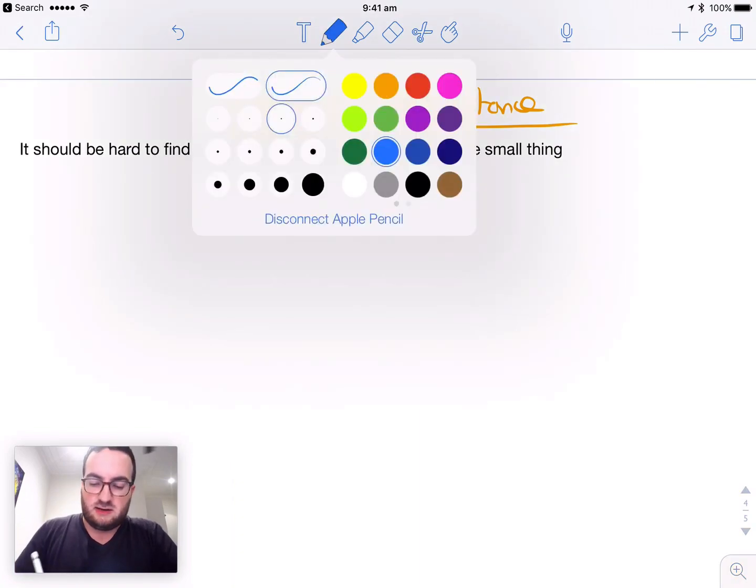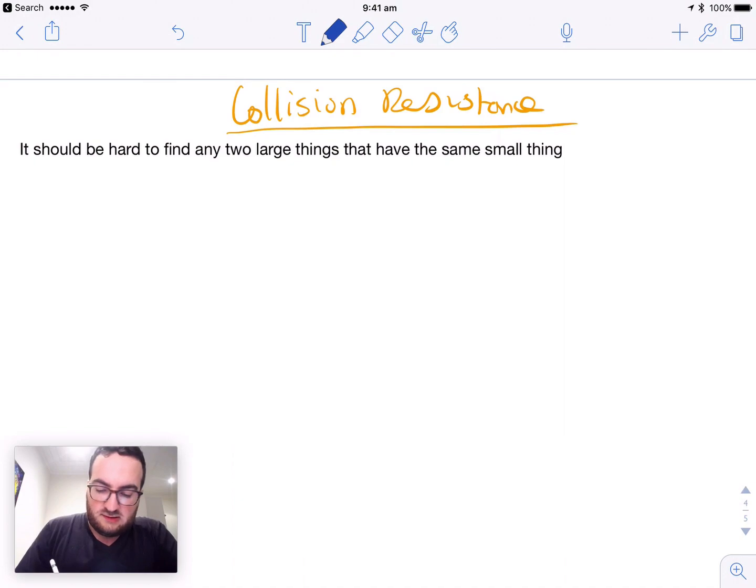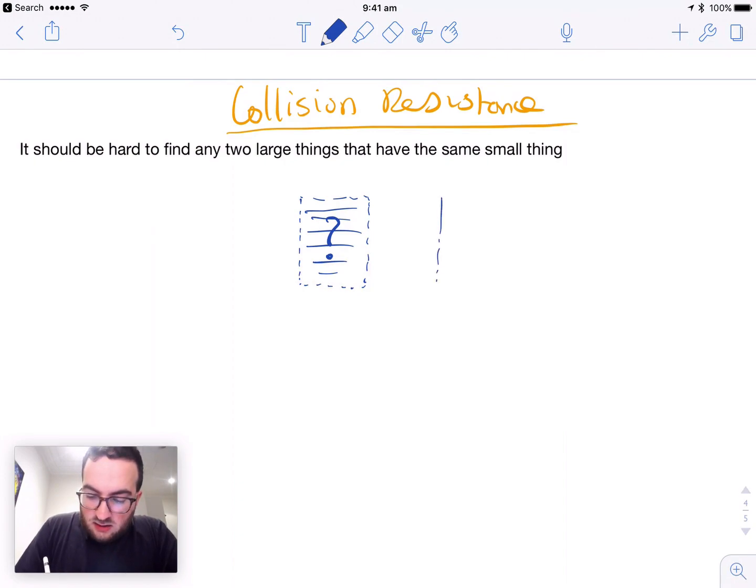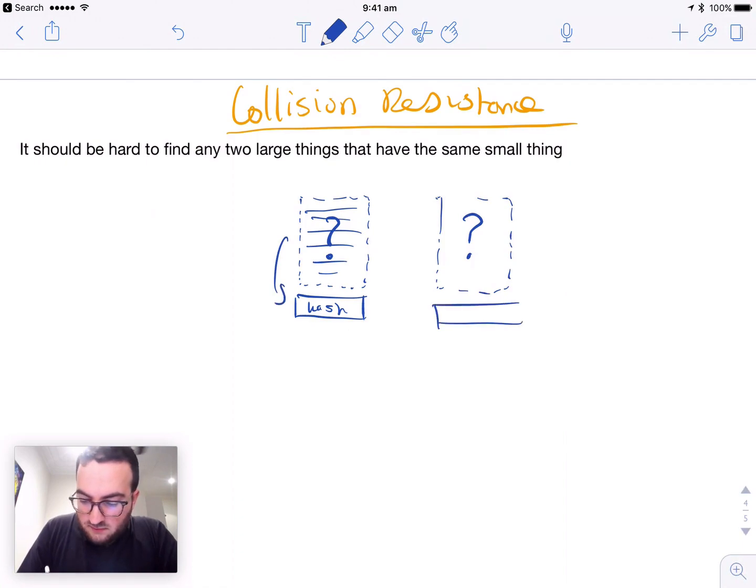Collision resistance is like a kind of generalized case of the one that we saw above. So collision resistance is, take any two messages, right? I don't know which one this one is. Oh, that should be dotted. And this one here, and another one. We know they're going to hash to a particular message. It's going to hash here.